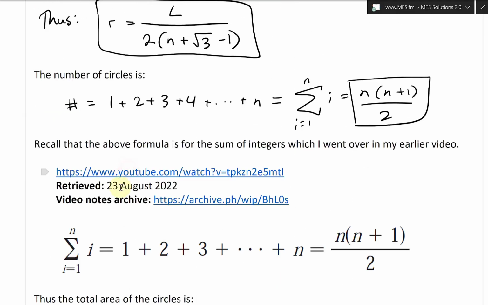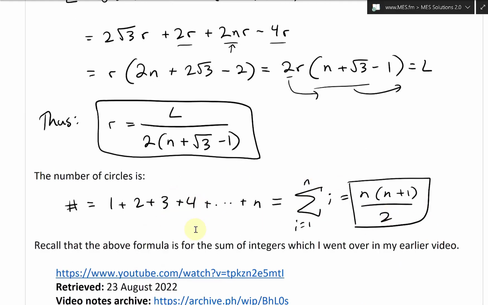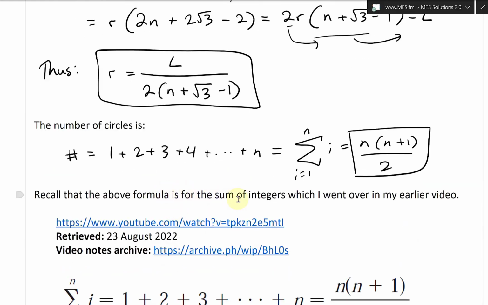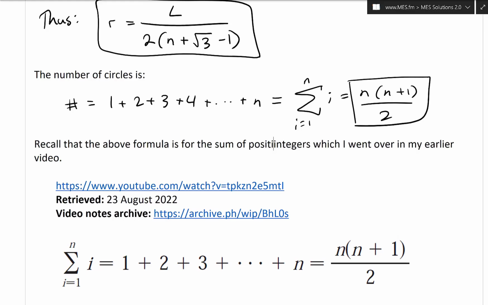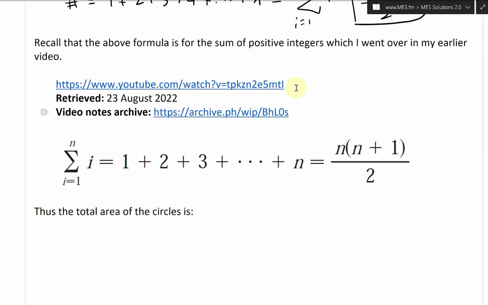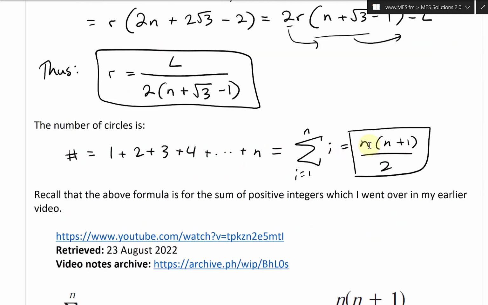And yes, here, recall this formula. Recall that the above formula is for the sum of positive integers, which I went over in my earlier video. So here's a link to my earlier video. So the summation from i equals 1 up to n of i equals 1 plus 2 plus 3 plus, etc., all the way to n, equals n times n plus 1 divided by 2.